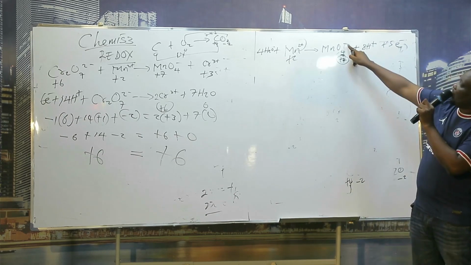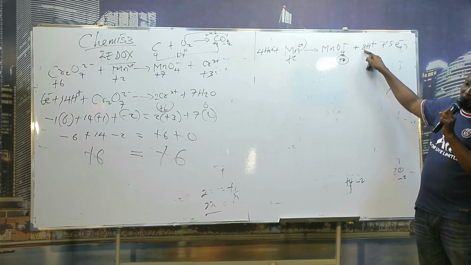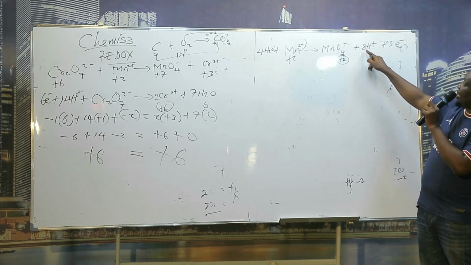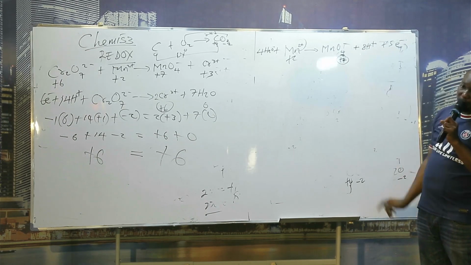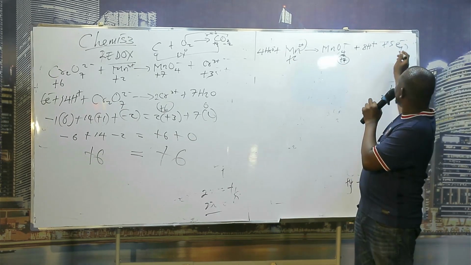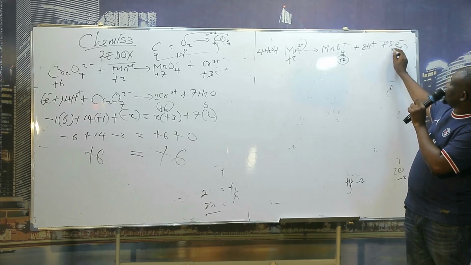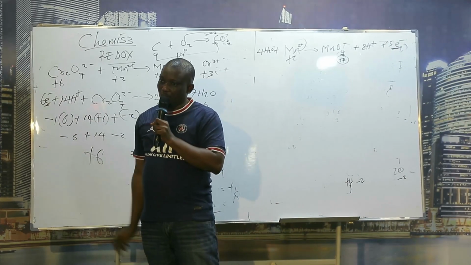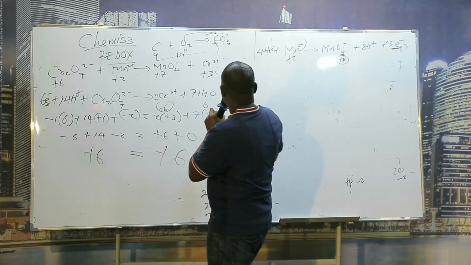This is plus 2 up here. Minus 1 plus 8 is what? Plus 7. Plus 7 up here. Plus 7 minus 5, plus 2. What is this? Plus 2. Electron loss. Electron gain here. What do we do? Cross multiply. Okay.